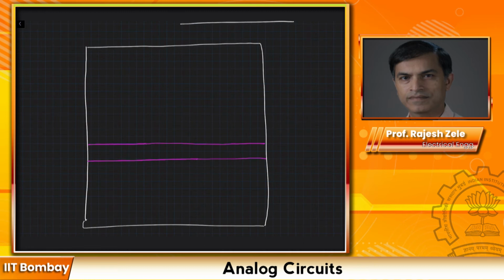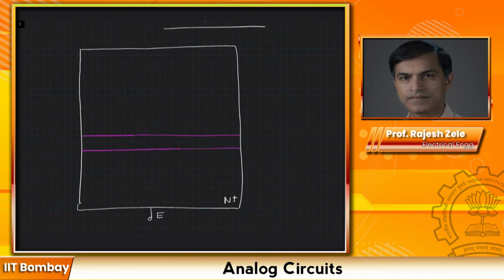So we have an N plus region here, which is the emitter. Then we have a P region, lightly doped compared to the emitter region. And the third thing we have is an N minus region, which is the collector region. Okay. And let's complete the picture.